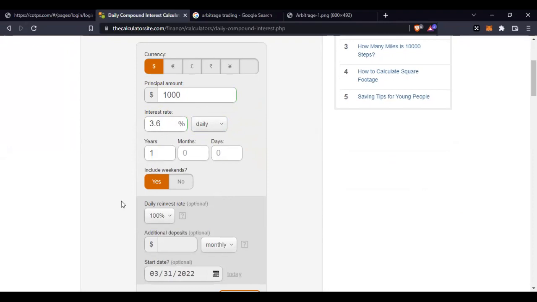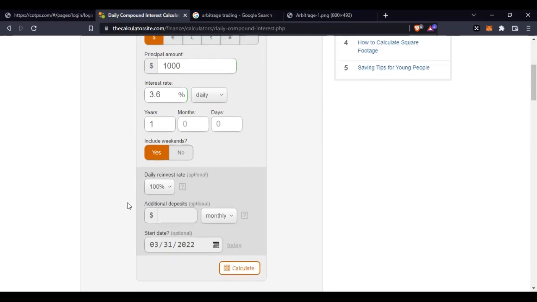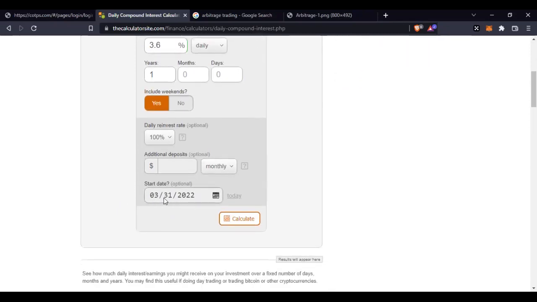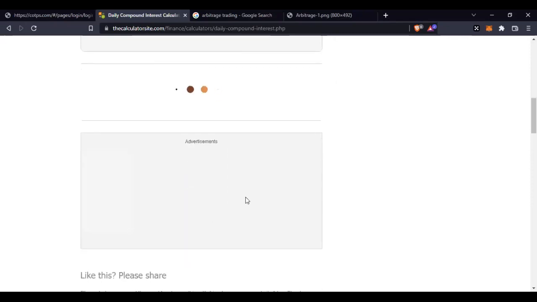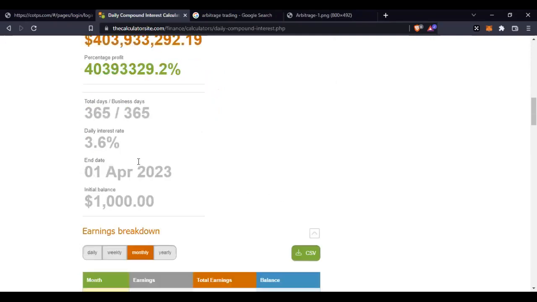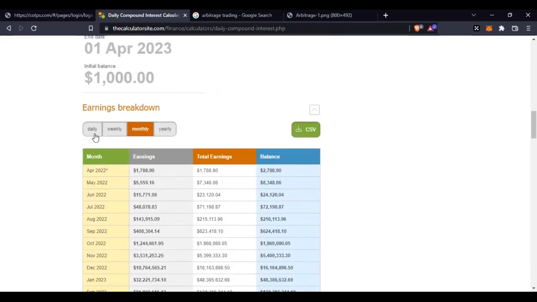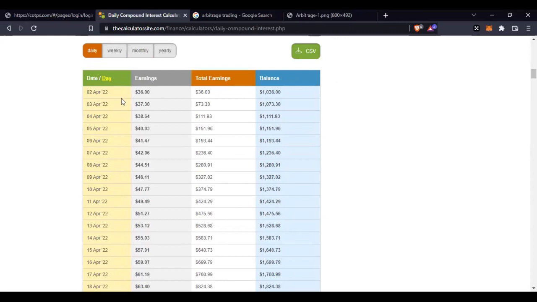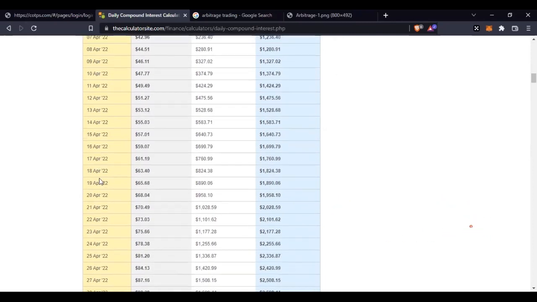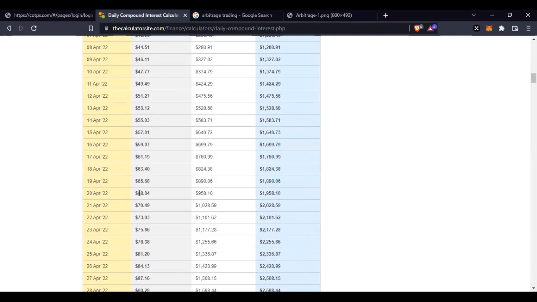Let's say you run this for 30 days without withdrawing any money at all from it. And let's go ahead and start this from today, April 1st, right? So if I go ahead and calculate this, let me give you an idea of what you should be earning. This is where my interest is. If I come to the daily earning, with $1,000 at 3.6%, for the first day you are getting $36, okay? And as it continues, you would have doubled your money on the 20th, okay?